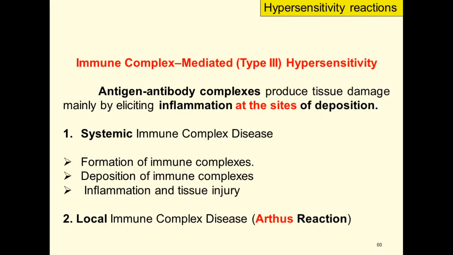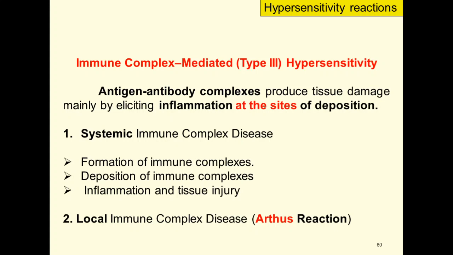Move on. Third type, immune complexes. So, who are the bad guys in this situation? So, the bad guys in this situation are exactly the combination of antigen plus antibody. So, antigen binds the antibodies exactly within the lumen of the blood.